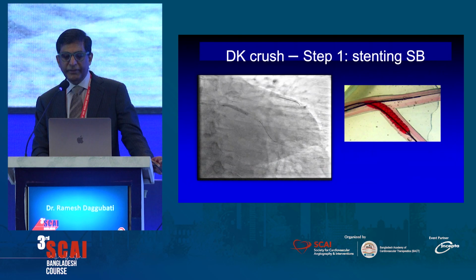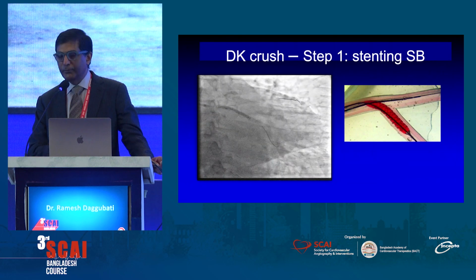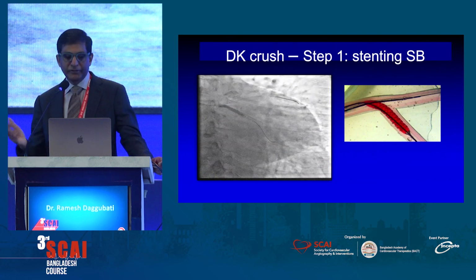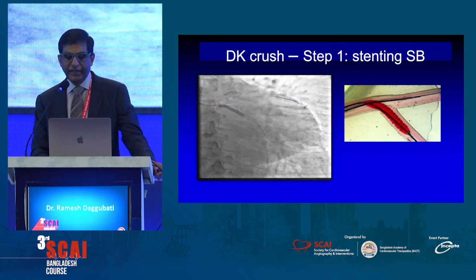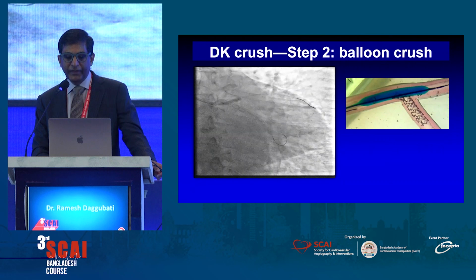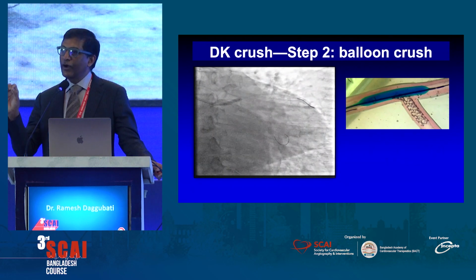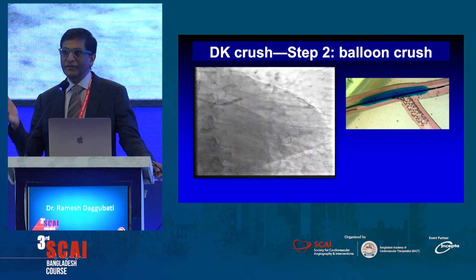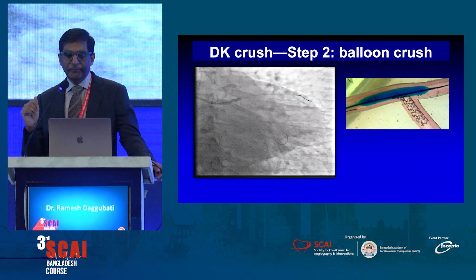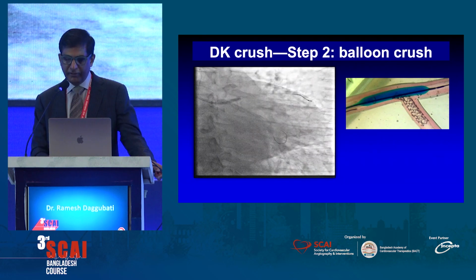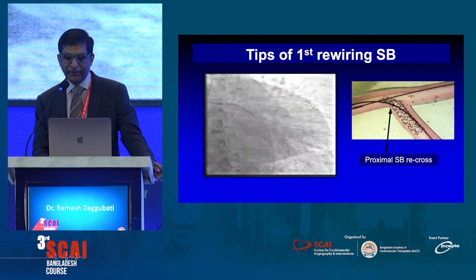So then step 1 is stenting of the side branch. Wire both the lesions, pre-dilate both the lesions if you think, or debulk both the lesions if you think that it needs, and then stenting of the side branch. And then there's a balloon in the main branch. Whether you keep the wire or not is a debate. Some people do it, but you don't need to keep the wire according to the DK Crush group. So stent or crush the side branch stent with a balloon in the main branch.